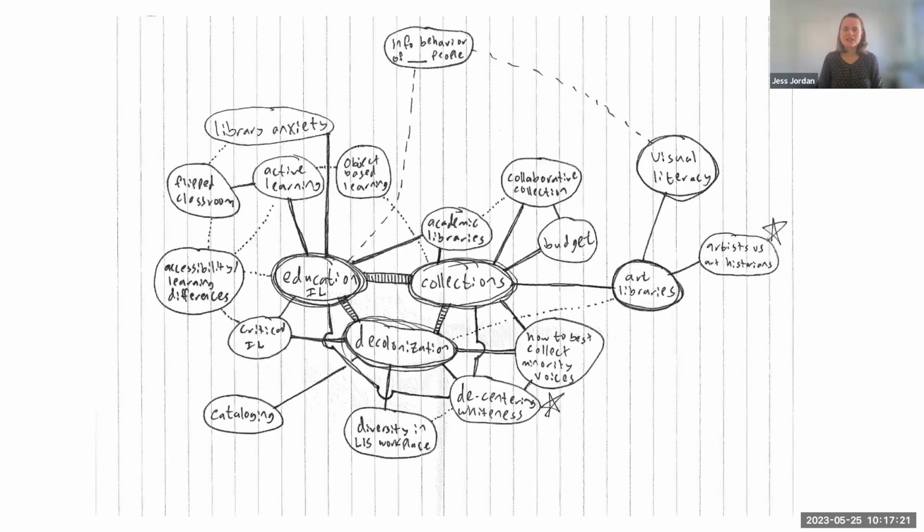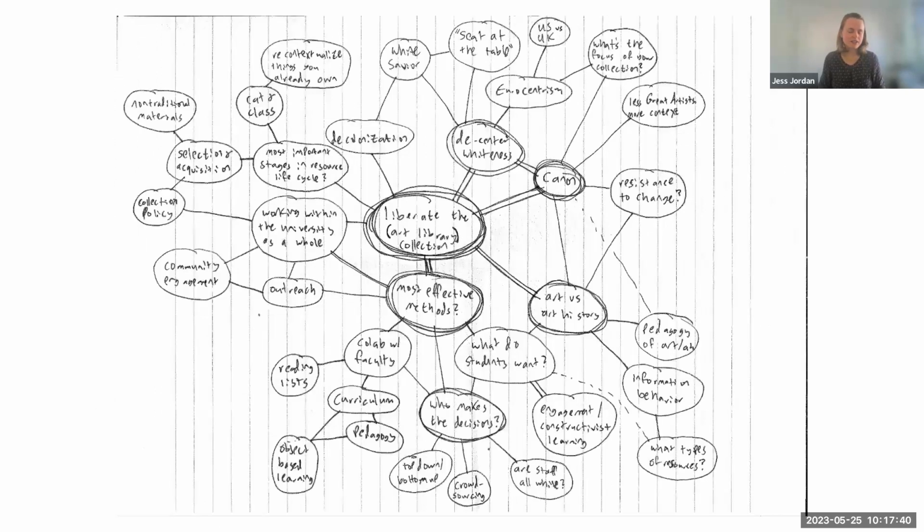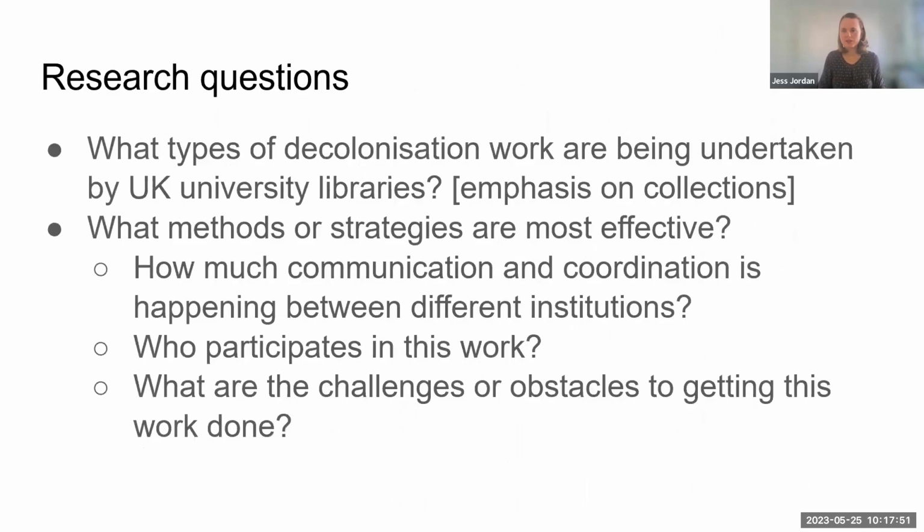So these next two slides I'm showing you just for fun. I don't expect you to read my handwriting. These are some mind maps that I made when trying to decide on a dissertation topic to try and combine my three main professional interests of collections, education, and decolonisation. And I realized that three topics is too many to combine, so I settled on decolonisation of collections and limited it further to academic libraries in the UK.